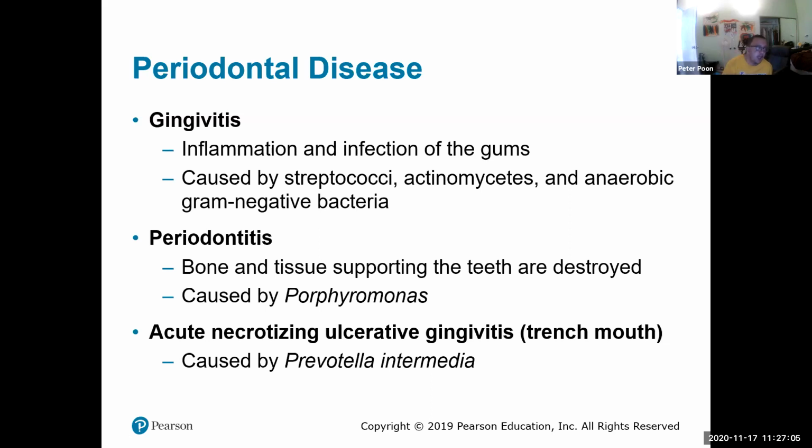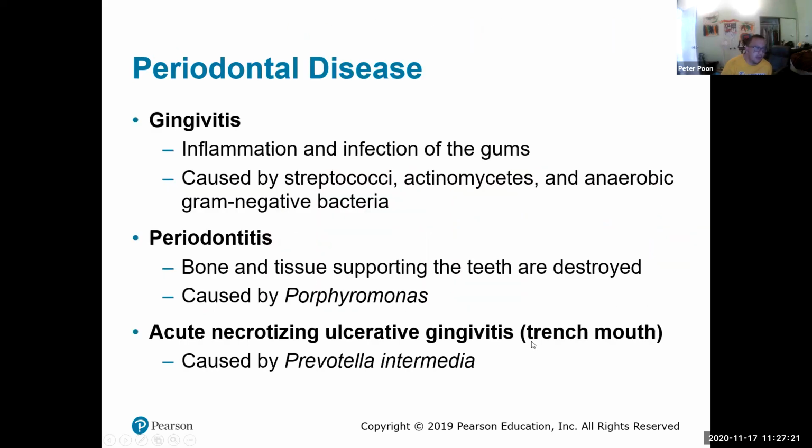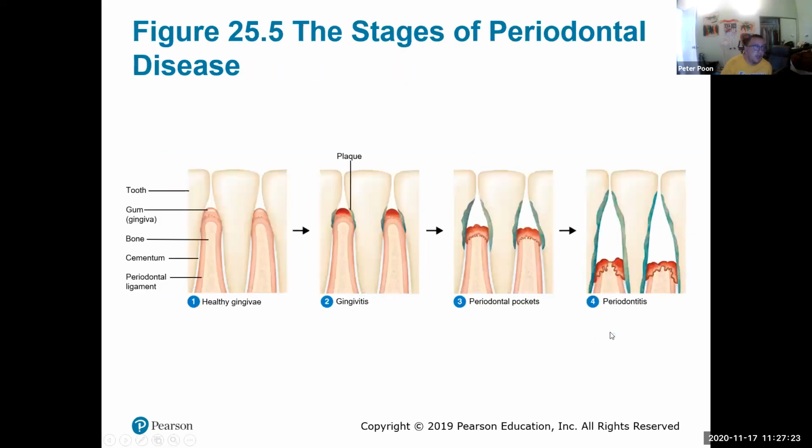Okay. Gingivitis is inflammation of the gums. Periodontitis is a worse version. So healthy gums, this is gingivitis. This is periodontal pockets. Okay. And then this is periodontitis or trench mouth. Okay.